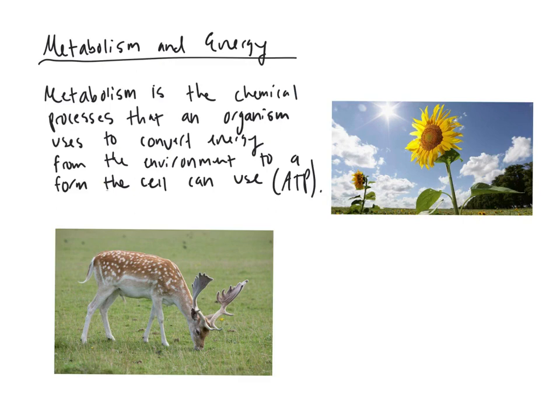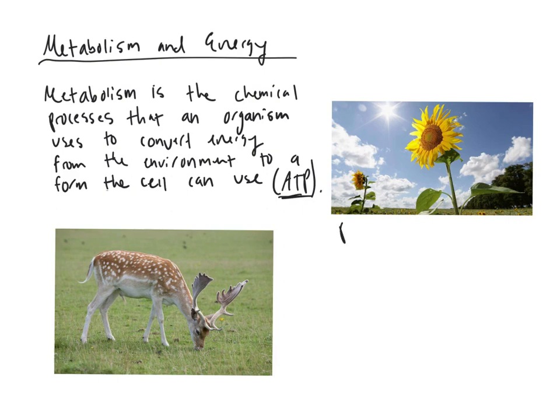This is how living organisms are able to turn food, or any energy from their environment, into a usable form the cell can use, which is ATP. So I've got two pictures here. We've got a little flower soaking up the sun's rays, and we have a little deer munching on some grass. There are actually two main processes that we talk about in metabolism.